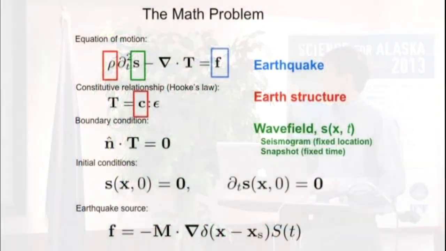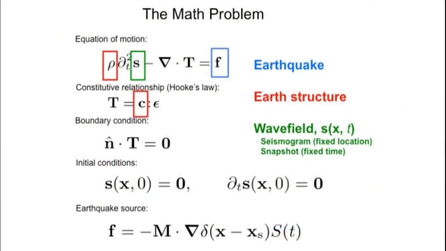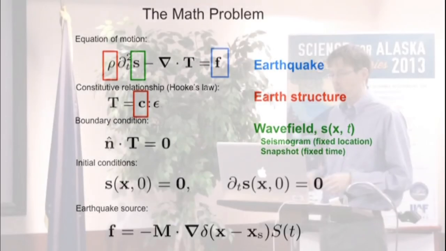So we have the equation of motion, which is basically what is going to be implemented on this computer. This is the divergence of the stress. This is Hooke's law, which is in physics: you pull a spring, and the force is proportional to the distance that the spring is pulled. We have boundary conditions, and we have some description of an earthquake source. Those are the elements that go into this model.